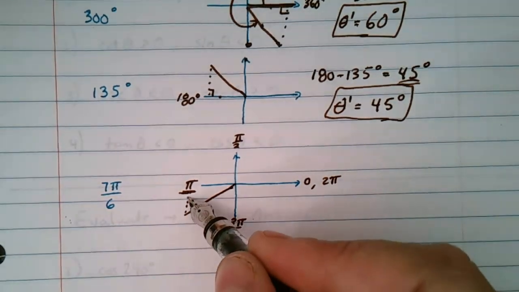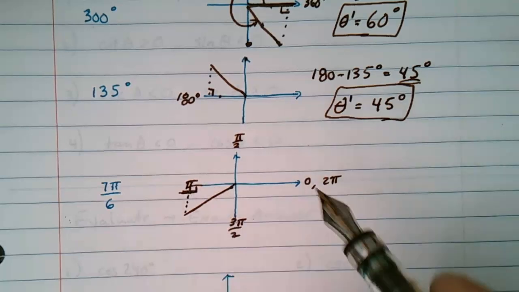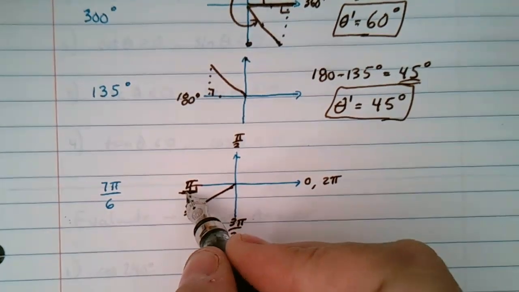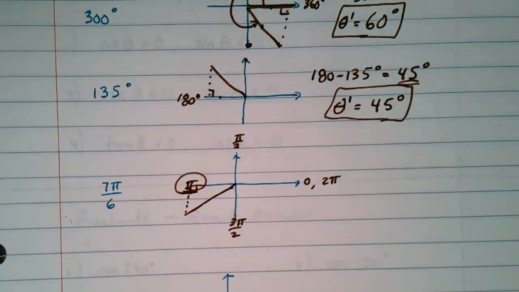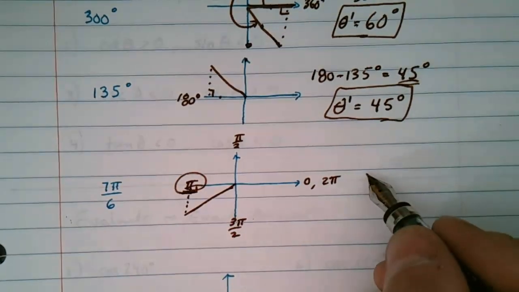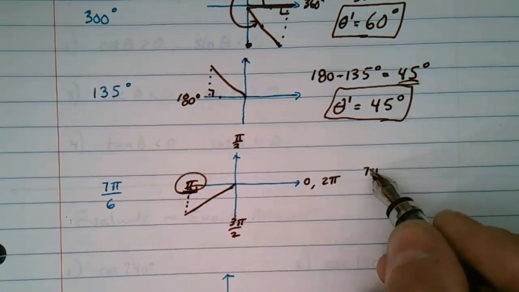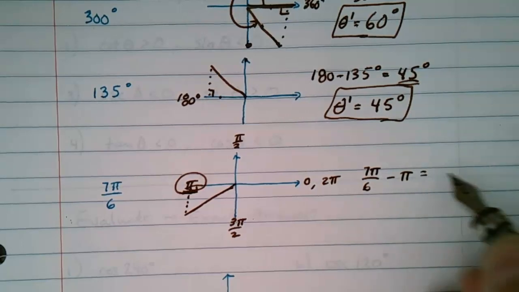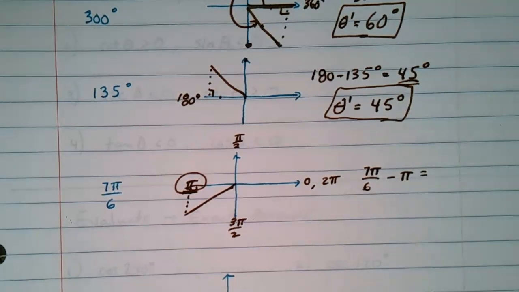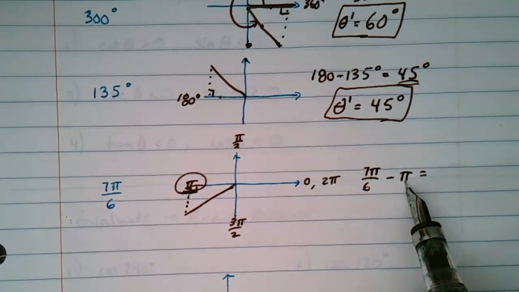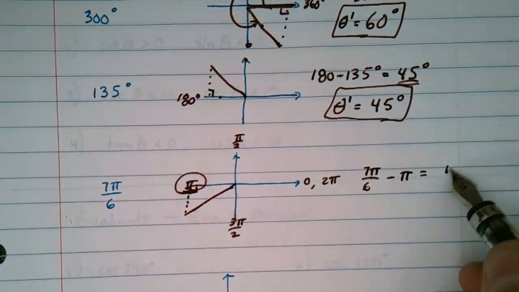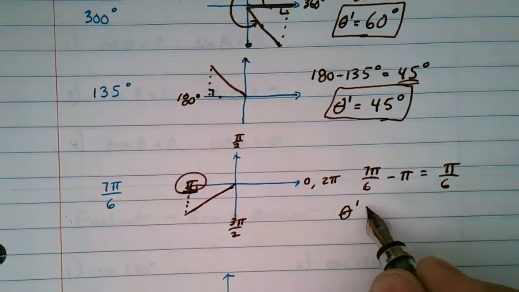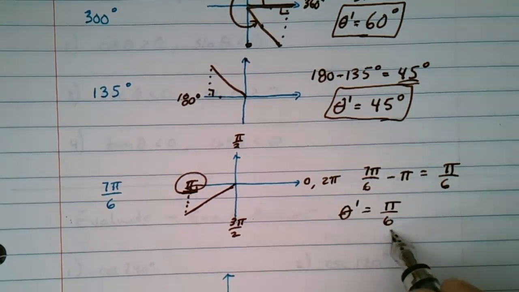And if I go up to my nearest x-axis, what do I get? I get a right triangle. And my nearest x-axis happens to be what? Pi. So what have I got? I've got 7 pi by 6 minus pi. And 7/6 minus 6/6 is 1/6. So theta prime is pi by 6.